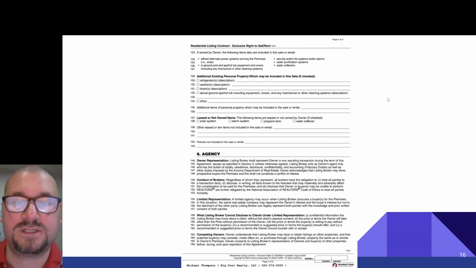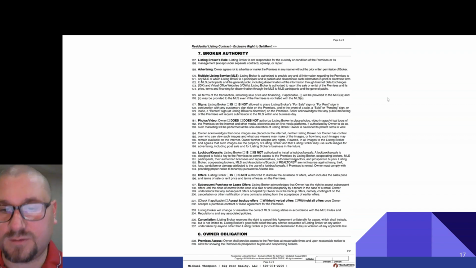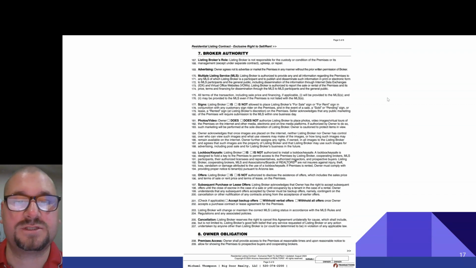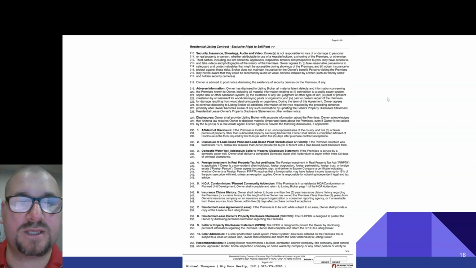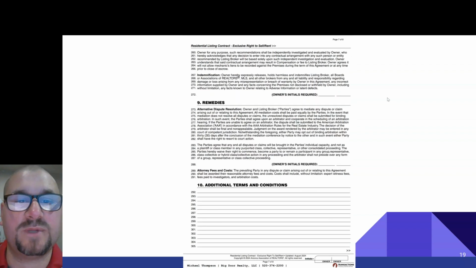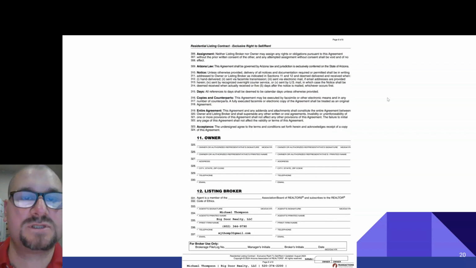Put in the agency, have your owner initial each page, owner's obligation, remedies, in case you need to fix something. You can add additional terms, assignment. The days are all going to be deemed as calendar days unless otherwise provided.